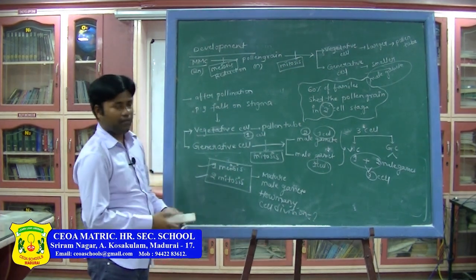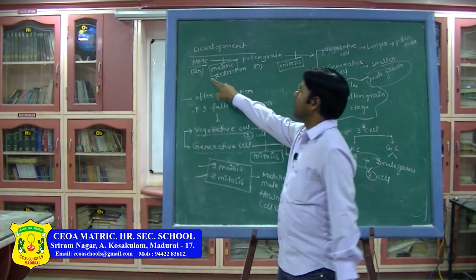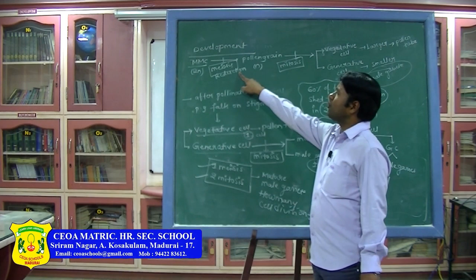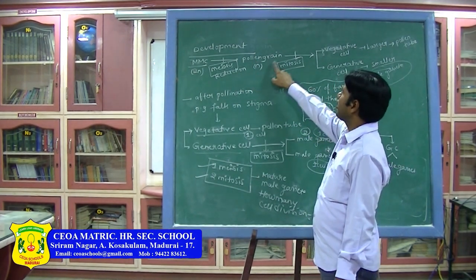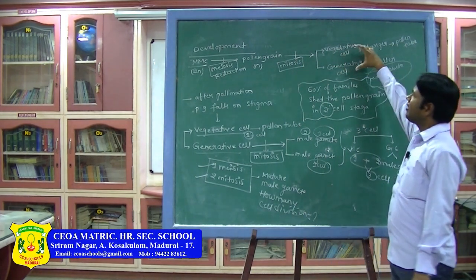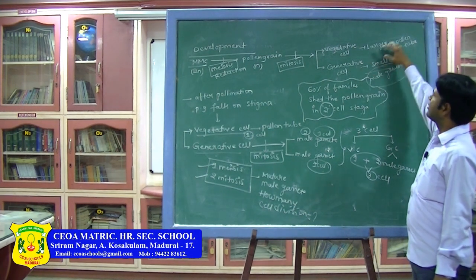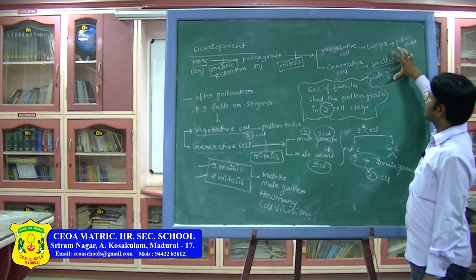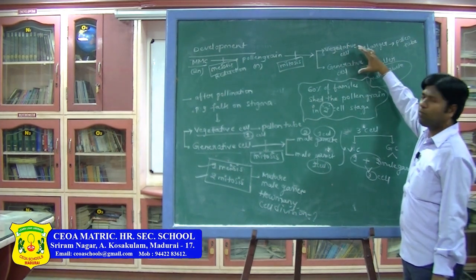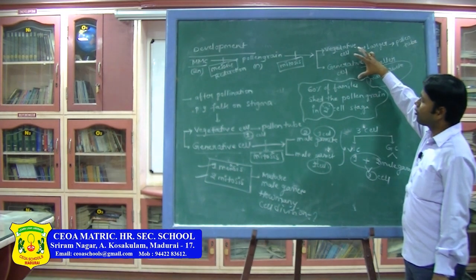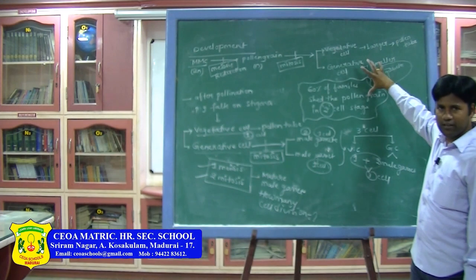Let us see this in the form of a diagram. Once again I am explaining, just listen. Development: the microspore mother cell undergoes meiosis, reduction division, and pollen grains will be formed, haploid. That pollen grain undergoes mitosis. Due to that, 2 cells will be formed, one is the vegetative cell, another one is the generative cell. The vegetative cell is the larger one, the generative cell is the smaller one. Most of the families of plants shed the pollen grain in the 2-celled stage only. That is 60% of the families.